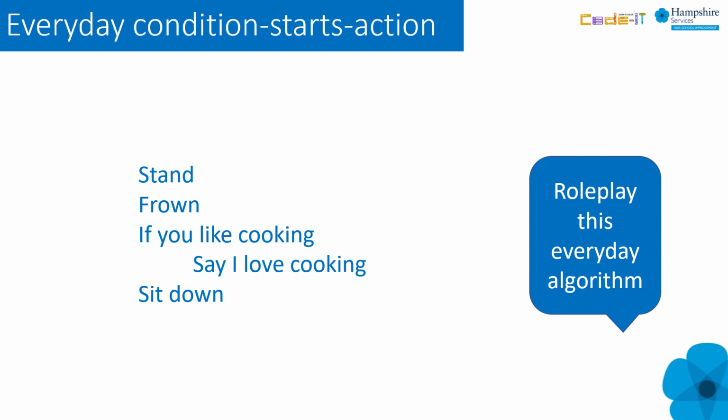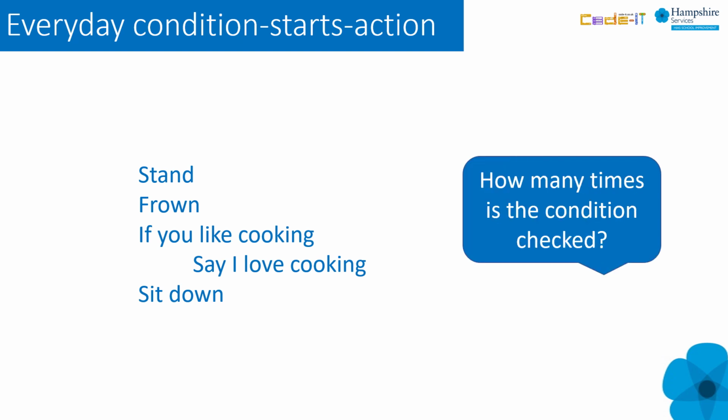Working with algorithms that include actions affected by the condition and those that are not affected by the condition gives teachers a chance to see if pupils understand the parts of the algorithm in a simple context. A common misconception is that a condition is checked over and over again rather than only following the flow of control and only being checked once, unless of course it's in a loop.